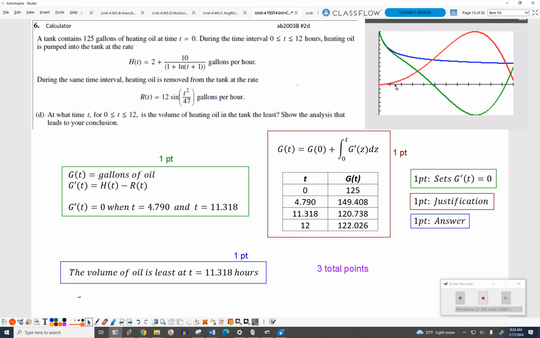Follow up. For G of T equals gallons of oil, do you have to say gallons? I said volume of heating oil at time T. Perfect, just as good. Probably better. Yeah, really. 3 points for Clella. All you're trying to do, Clella, is clearly communicate to the grader that you are talking about the amount of oil in the tank, not the rate.